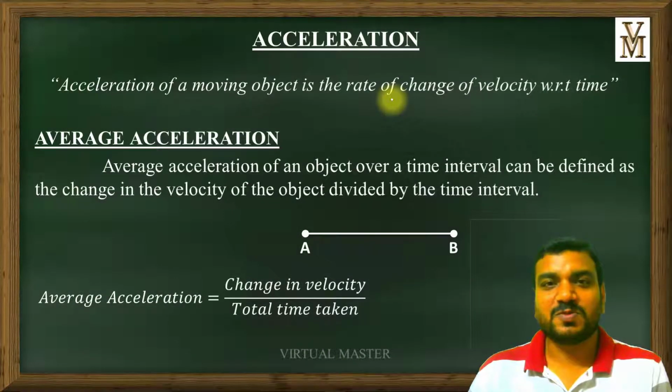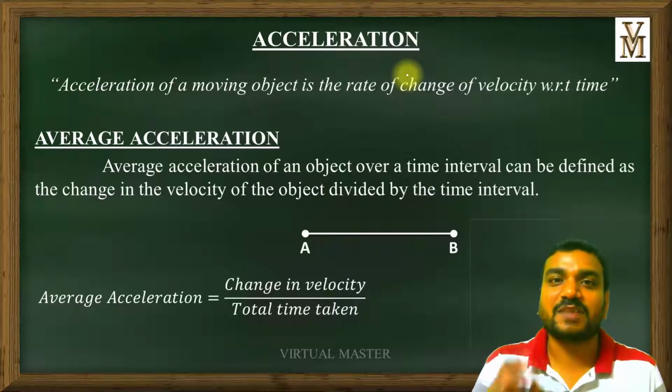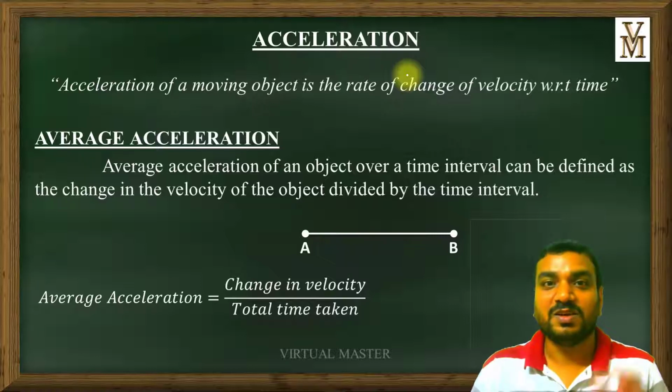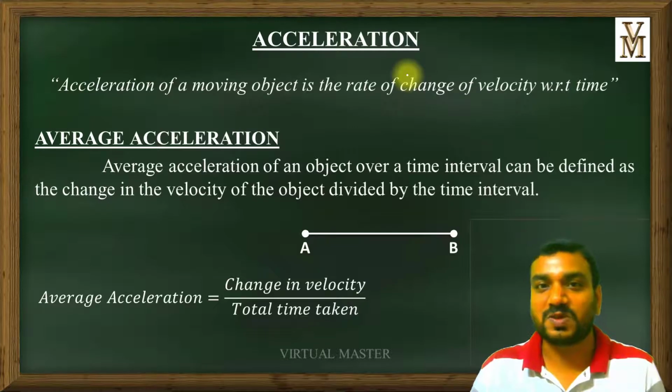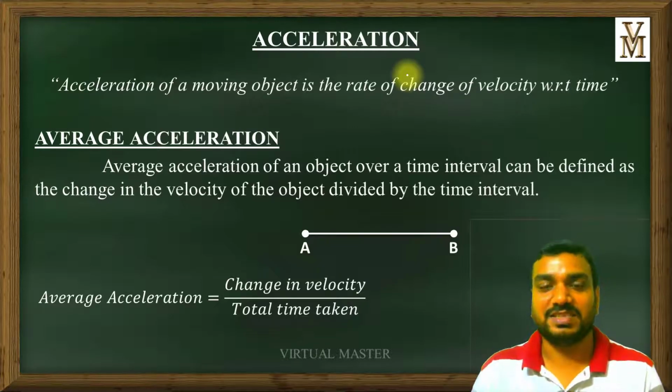Now let us discuss the acceleration of the object. Whenever the object is in motion and the velocity of the object keeps on changing, then we say that the object is having acceleration.